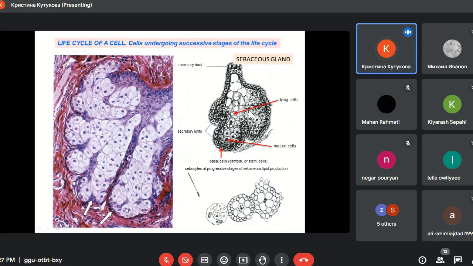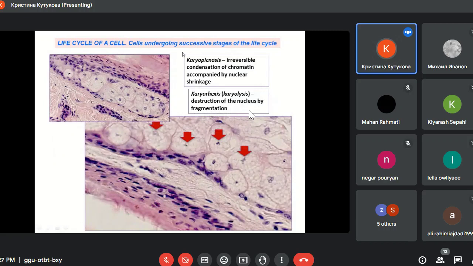So these closer to the basement membrane, here we have young mature cells with their young mature nuclei. They are rather large and lightly stained. And here we have smaller and darker cell nuclei, and these, for example, small and dark, these are pyknotic nuclei with karyopyknosis, condensation of chromatin.